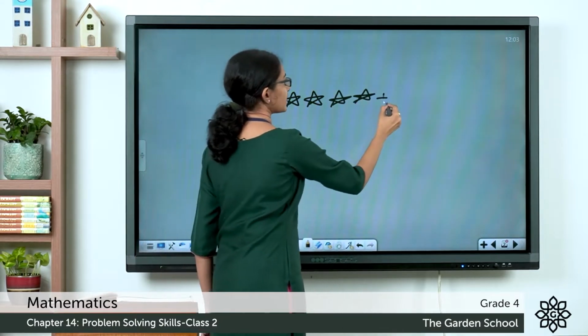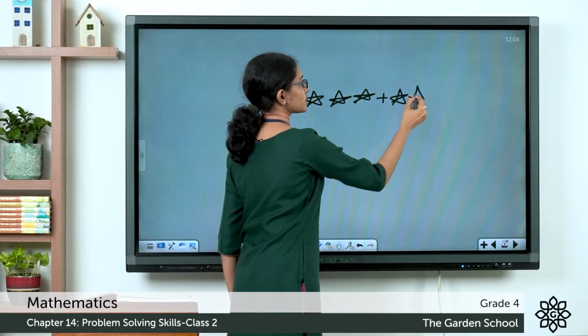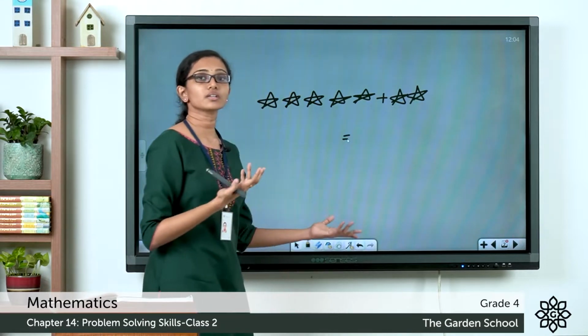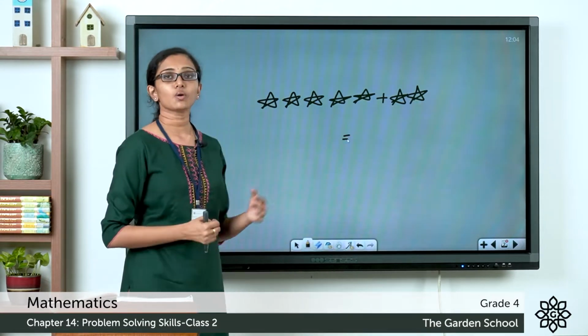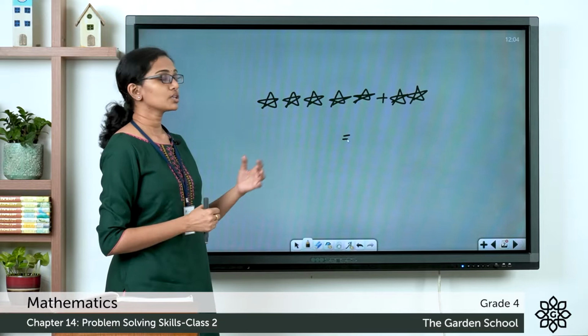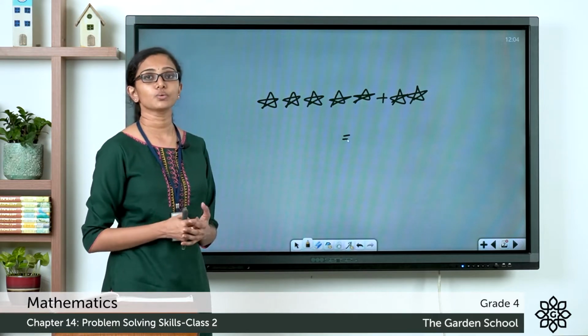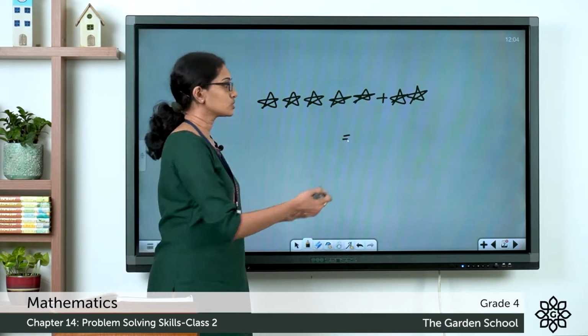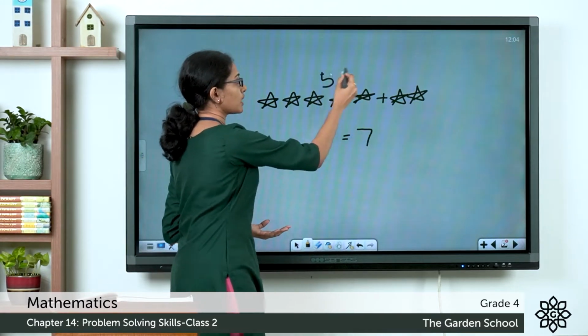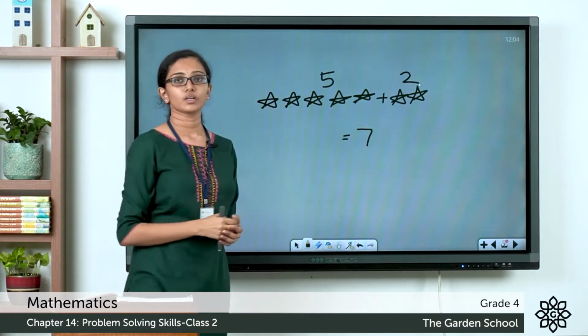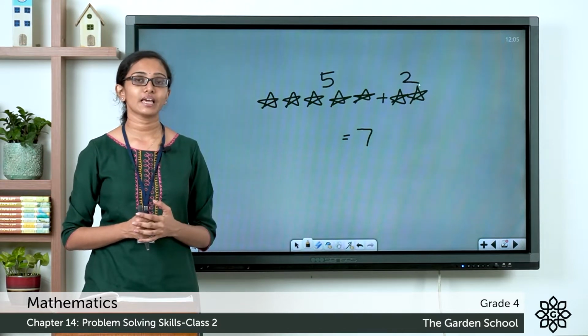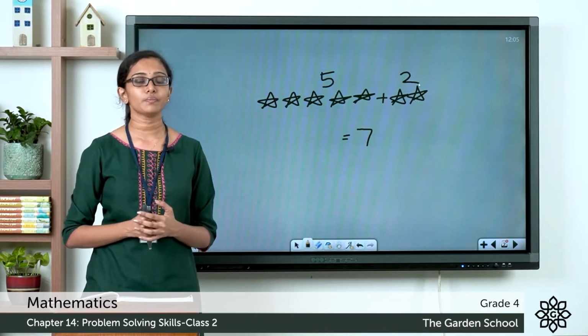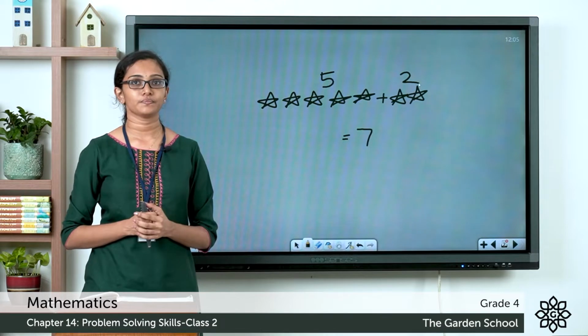and then I am adding 2 more stars to it. And how will I find out the total number of stars? You'll just count the total number of stars and then you'll write the answer. That's how you would do in kindergarten, right? So it is 1, 2, 3, 4, 5, 6, 7. So we know that 5 plus 2 equals 7. So this is one very simple example of how you would draw pictures to solve a problem.